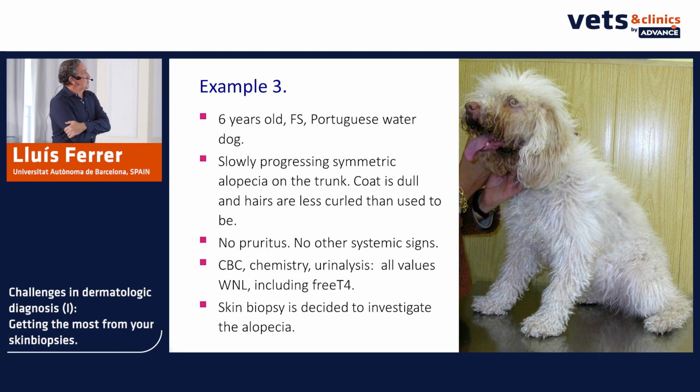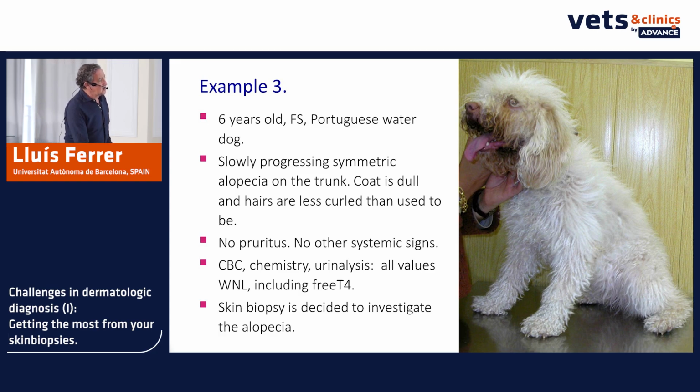This Portuguese water dog, 6 years old, has a slowly progressing symmetric alopecia on the trunk. The coat is changing. The guardian of the dog says, this is not my dog anymore, it's losing hair, the hair is dull, it was more curled, now it seems to be more smooth, straight. The dog is doing well, no systemic clinical signs, eating, playing, but simply the coat is changing.